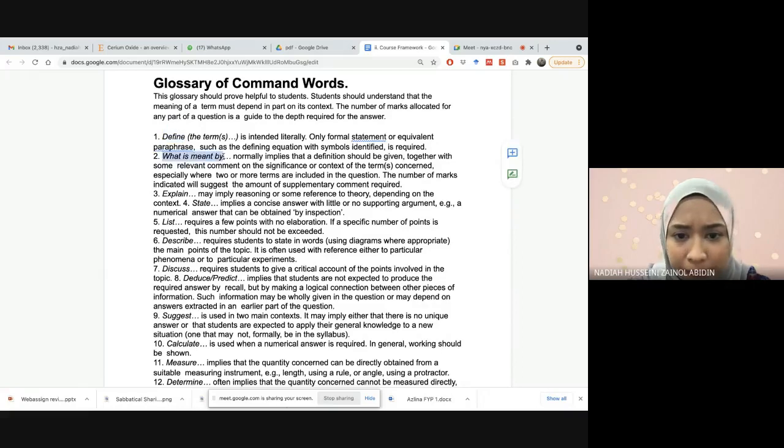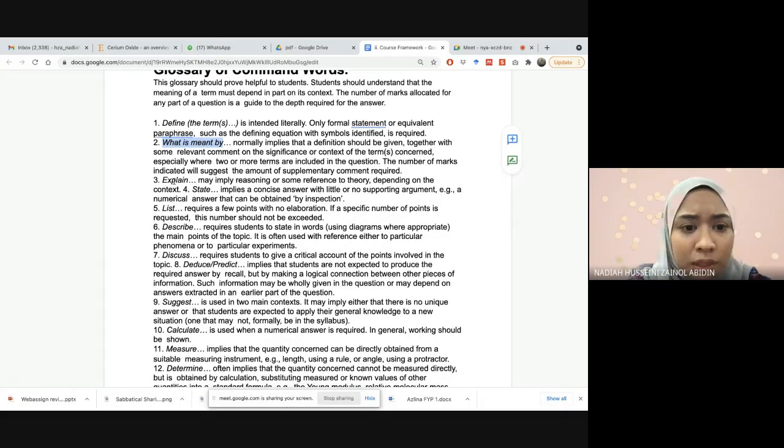What is meant by normally implies that a definition should be given. I don't think we're going to use this one. Okay, explain may imply reasoning. So I think you know this already. Explain. Yang paling penting kat sini define lah. Define, you will see this a lot.